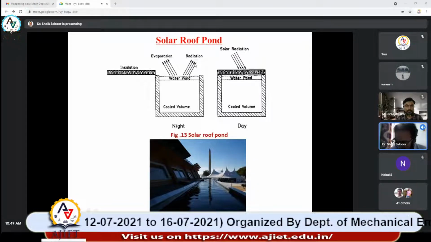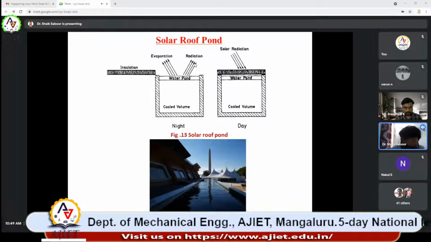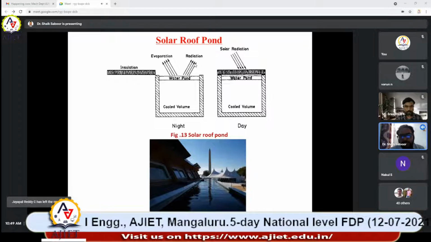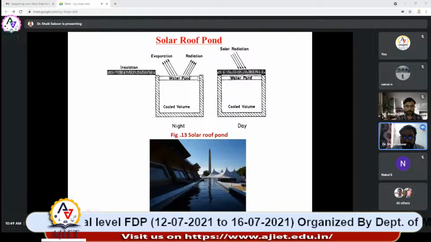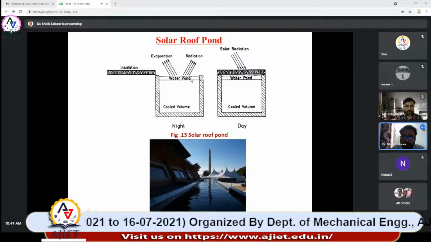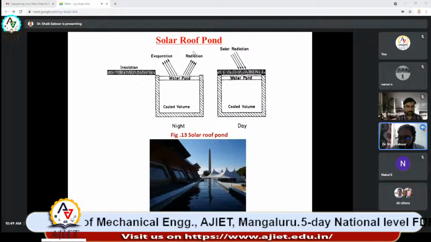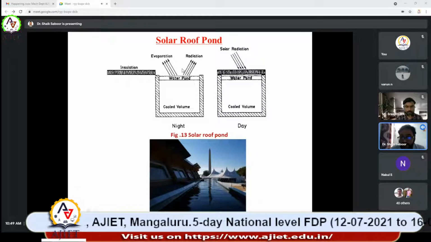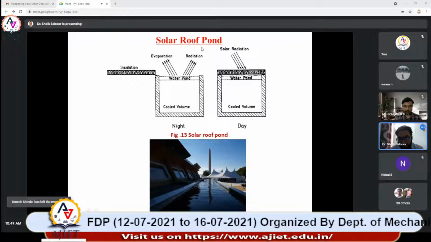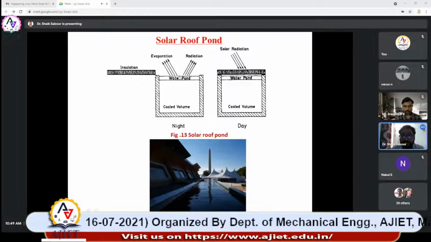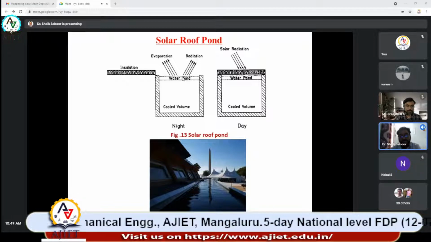What kind of radiation at night? The sun will not be there. Then what kind of radiation will happen? We know from thermodynamics that any body which is above absolute zero temperature will radiate heat. Here the water will also radiate heat. To what? If you see the sky, the stratosphere will be maintained at minus 30 degrees centigrade at night time. So the radiation takes place from this water to the stratosphere. As a result, the water will be losing heat, or it will be reducing its temperature.